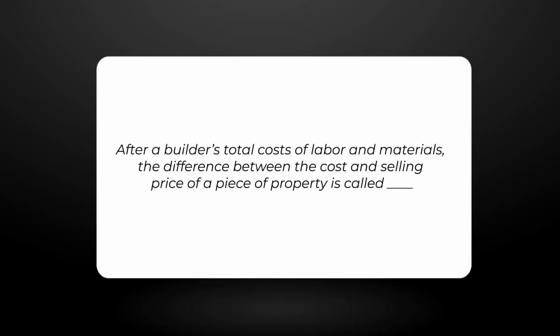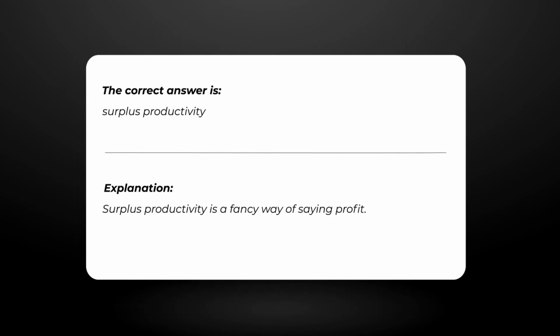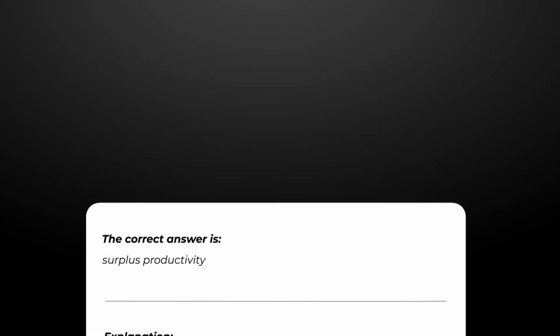After a builder's total costs of labor and materials, the difference between the cost and selling price of a piece of property is called blank. The correct answer is surplus productivity. Explanation. Surplus productivity is a fancy way of saying profit.